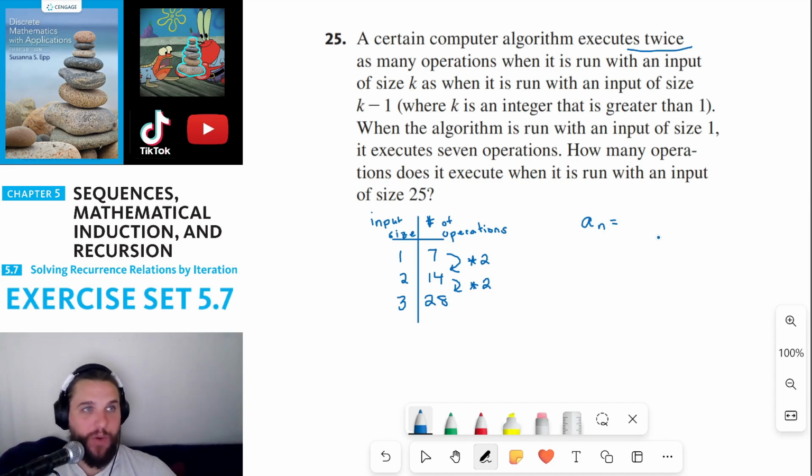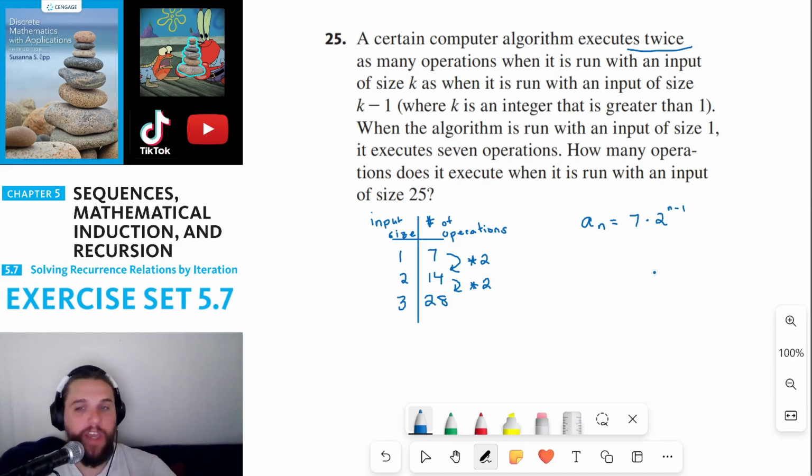And geometric sequences are great because you can just write a sub n as the first term, which in this case is 7, and then times 2 to the power of, in this case, when n equals 1, we don't want to multiply any powers of 2. So I'll write n minus 1 in the exponent so that when n equals 1, the first exponent is 0. But then after that, the exponent increments by 1 each time.